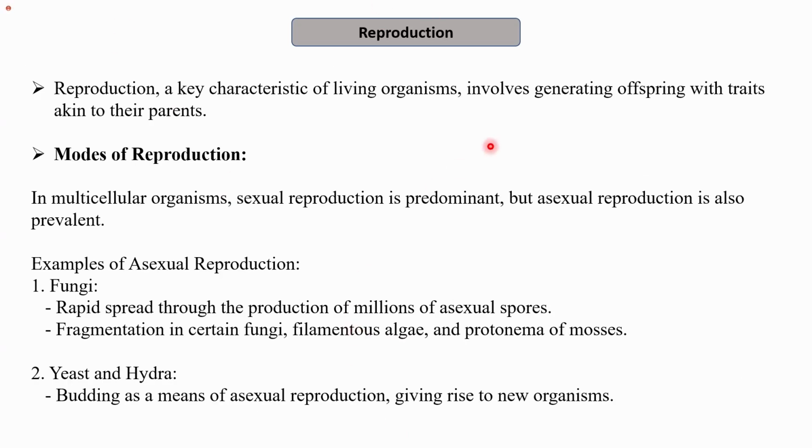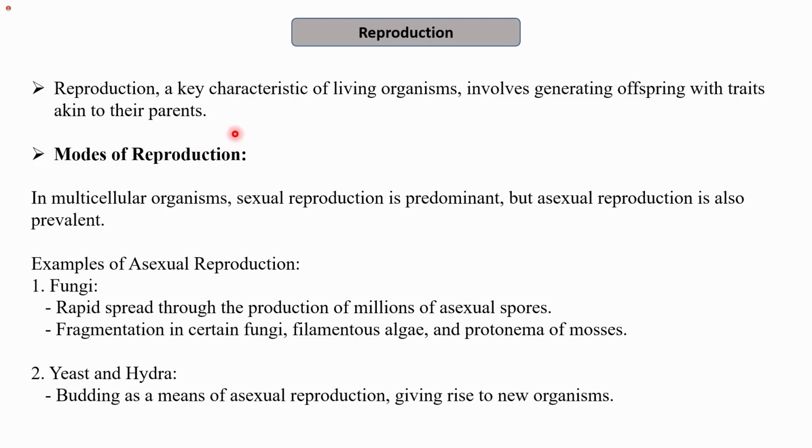The next is reproduction. As I mentioned, living beings should reproduce. By reproduction, we mean that they should be able to produce offspring similar to their species, which is similar to their parents. So reproduction is a key characteristic of living organisms. It involves generating offspring with traits that are similar to their parents.